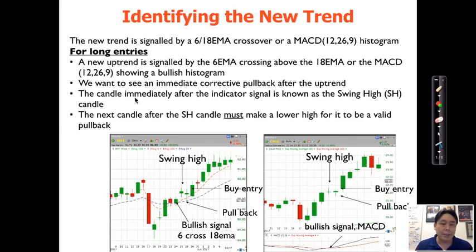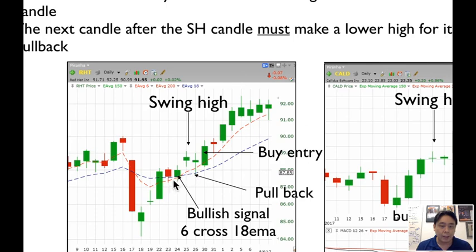The candle immediately after the indicator signal is known as the swing high candle. And the next candle after the swing high candle must make a lower high for it to be a valid pullback. All right, so refer to the chart on the left. For the chart on the left, you can see that the 6 EMA, which is the red dotted line, has crossed above the 18 EMA. So that is a bullish signal from the 6 EMA crossing above 18. That's a signal of a new uptrend.